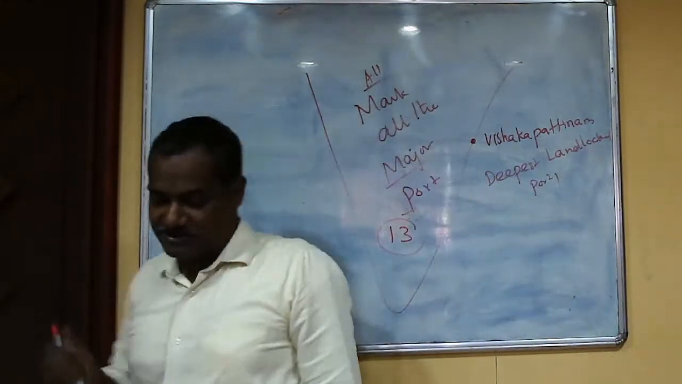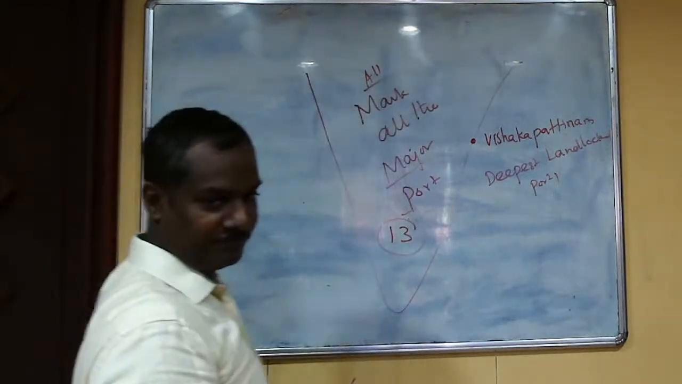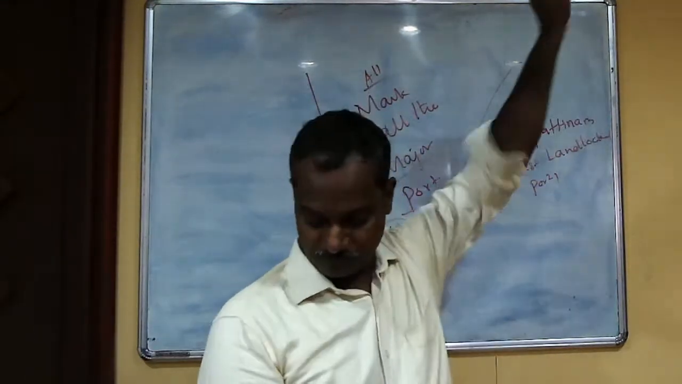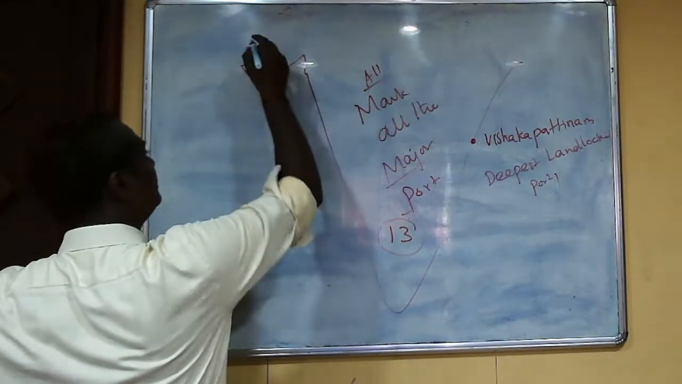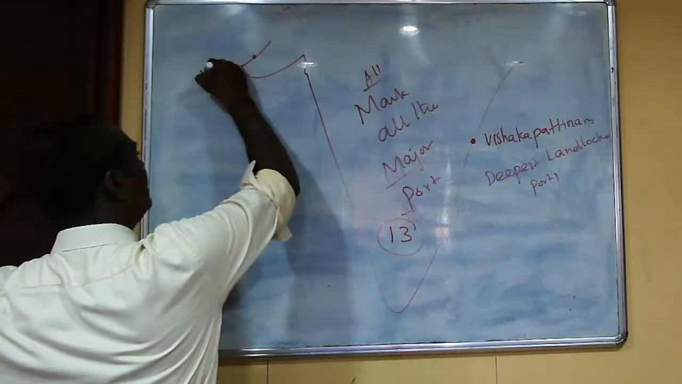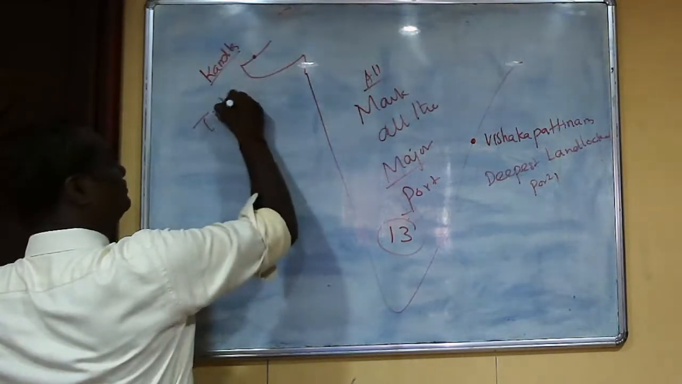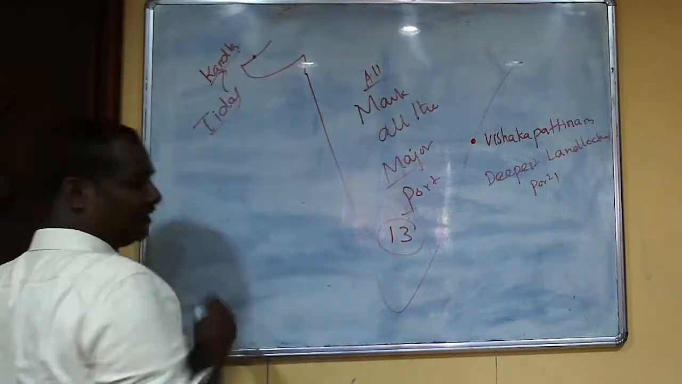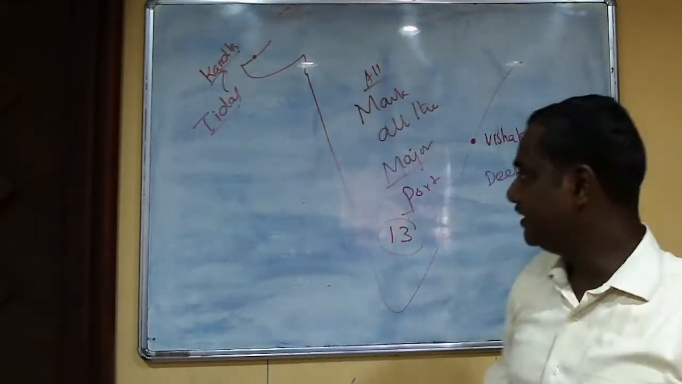Okay. Second question is tidal port. Which is a tidal port? Kandla. Kandla is in Gujarat, somewhere here. Kandla is a tidal port.